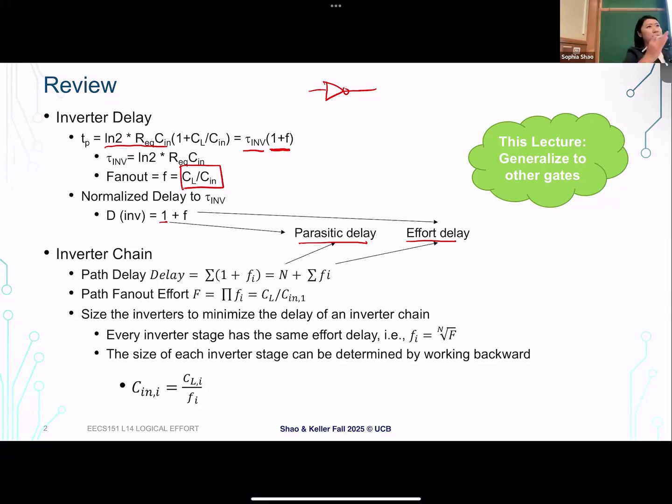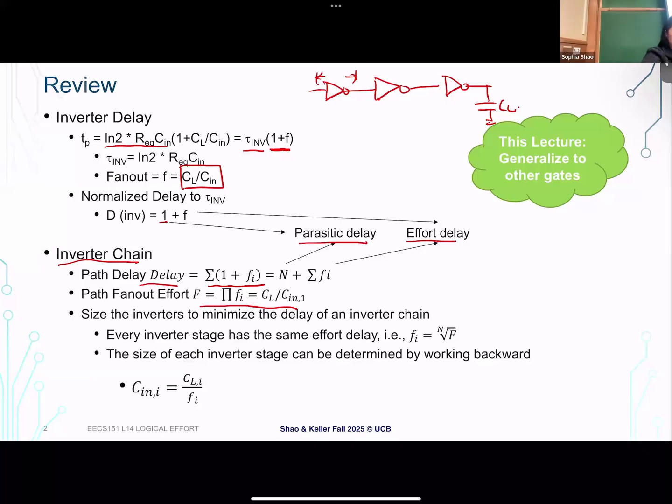Well, once we have the mechanism to analyze a single inverter delay, we can start looking into more complex circuits. So here, so far without introducing other gates, we're using this chain of inverters as our driving circuit, right? So here we can analyze our path delay. It's basically the sum of the delay of each stage of inverter here, right? So we can sum the delay together. And the path fan out is basically the overall fan out, the load I'm driving as an overall circuit compared to the input capacitance, right?